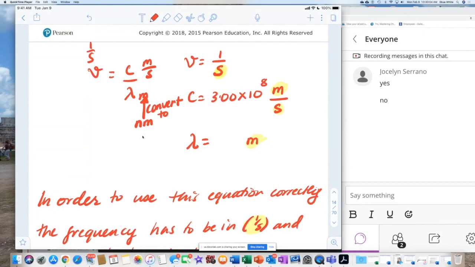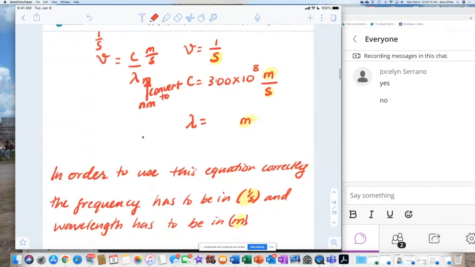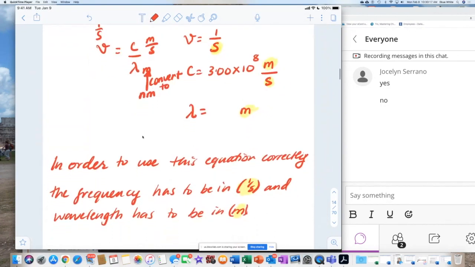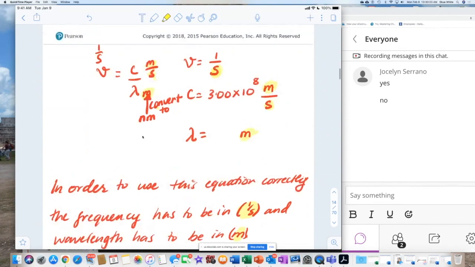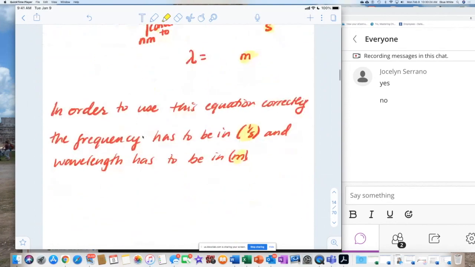Okay, so it's converted to nanometers, so you're only writing about 3 or 4 numbers versus 7, 8, 9, 10 numbers, where the chances of having error is high because it usually happens with humans transcribing a lot of numbers. Okay, but the equation works when you have these units right here that I've highlighted, this unit and that unit.